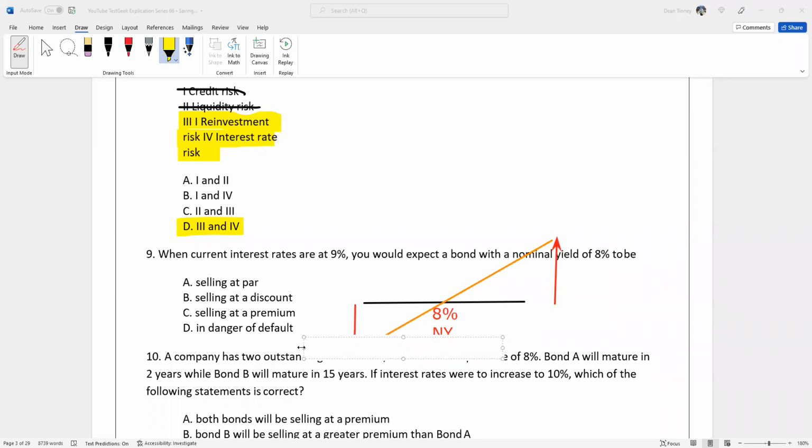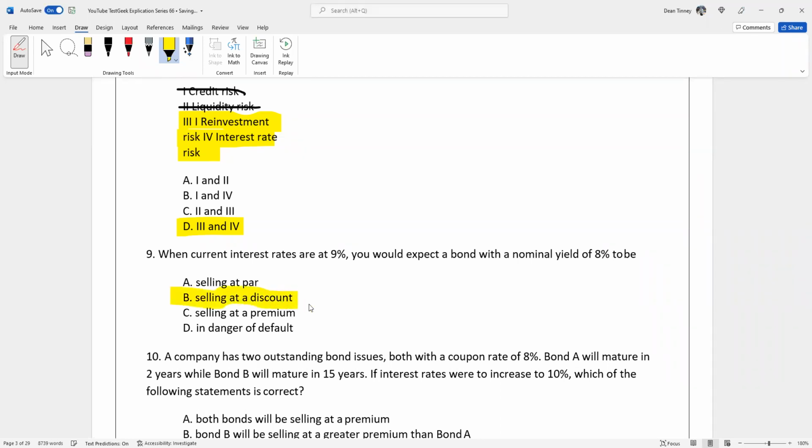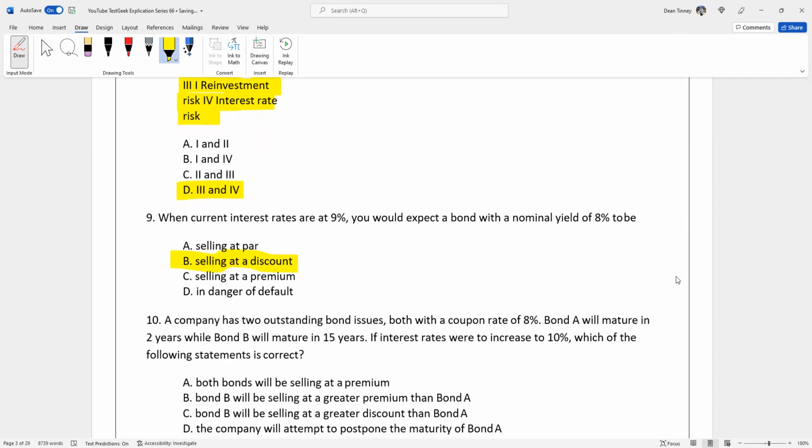That's one reason I think you should take your 66 as soon as you possibly can after you get this done. Usually the one that's more Tesla is a bond selling at a premium.